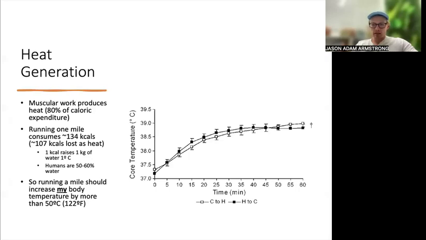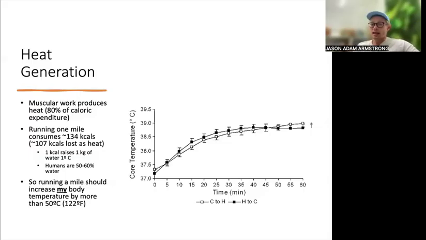So I went to the Google Compendium and I looked up that to run a 12-minute mile, which is anywhere from 5 to 5.2 miles per hour, the MET value is 8.5. Okay, with those two pieces of information, you should be able to calculate how many calories are expended for running that mile. Now, I calculated for someone my size, and it's 134 calories. Now, we know that 80% of that is lost to heat. So 107 calories then are lost as heat. Okay, so that's 80% of 134.